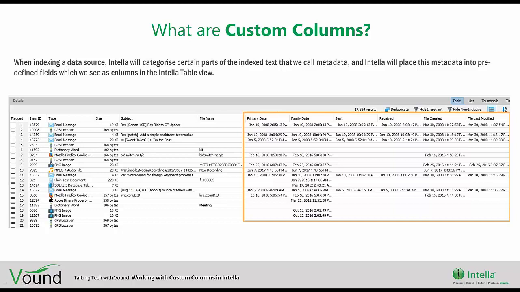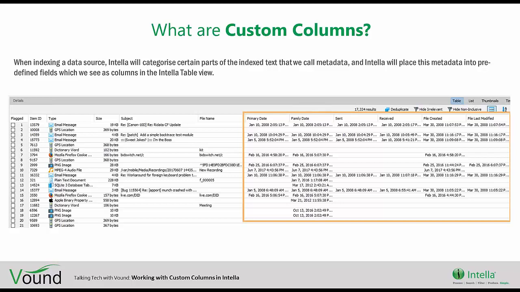During the indexing process, Intella will also categorize certain parts of the indexed text that we call metadata, and it will put all that metadata into predefined fields which we see as columns in the Intella table view. For example, the different types of date metadata are placed into the various date columns that you can see in the screenshot here. So these columns that you see in Intella are basically built-in standard columns.